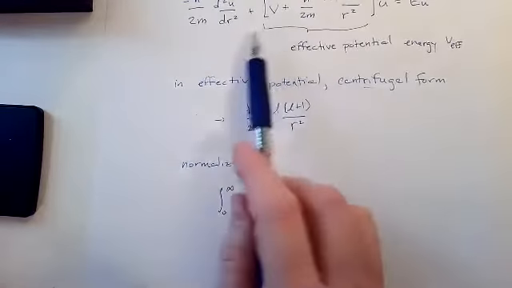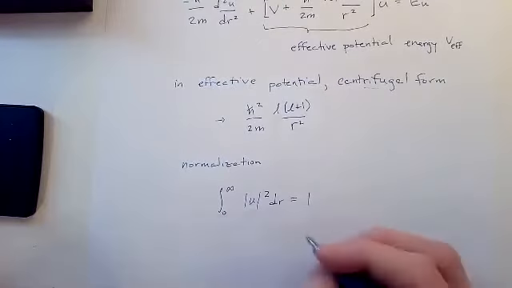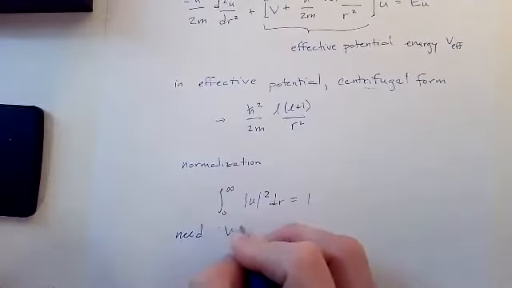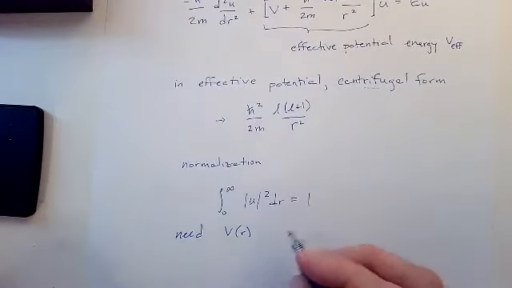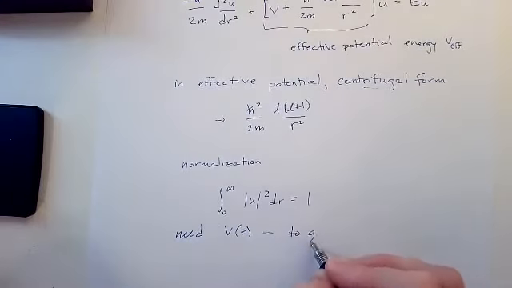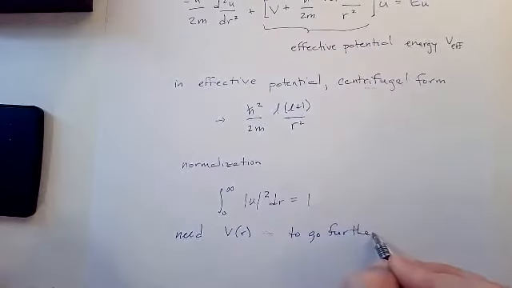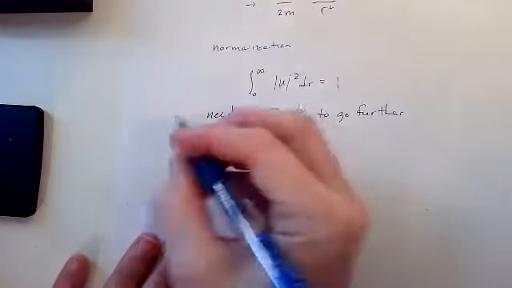So really, to go any further with the solution for this, we need a specific potential energy to go further with our solution for the radial equation. Luckily, we do have one of those that we can look at. We can look at example 4.1, which I'll get to in my book. It says, consider the infinite spherical well.